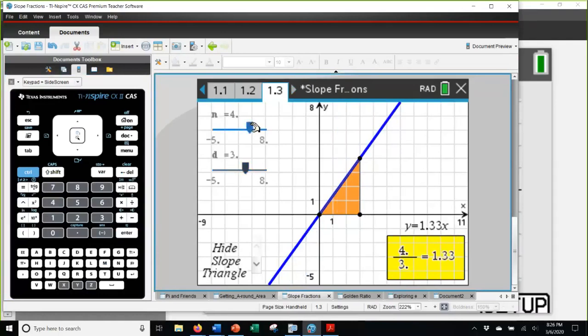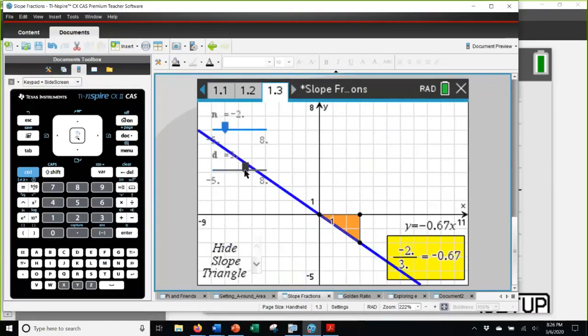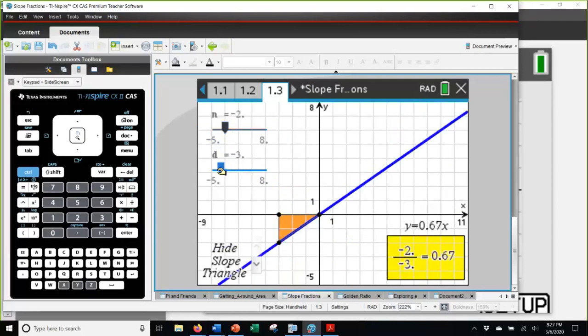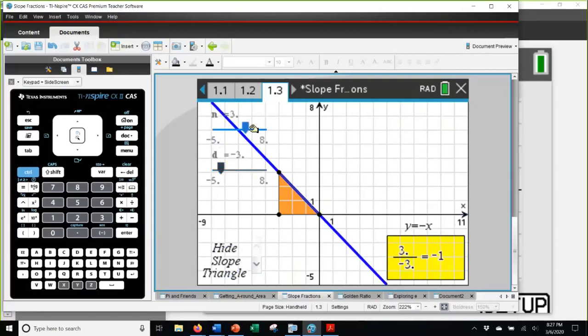You can see what happens when you've got a negative slope. We've got a negative numerator, so it's a negative y value, but a positive denominator. If I've got two negatives, and if I've got a negative denominator and a positive numerator. So this is a really fun little page here if you want your students to explore with slope.